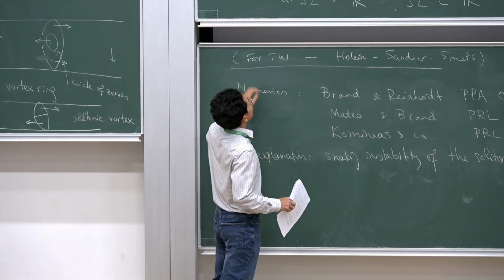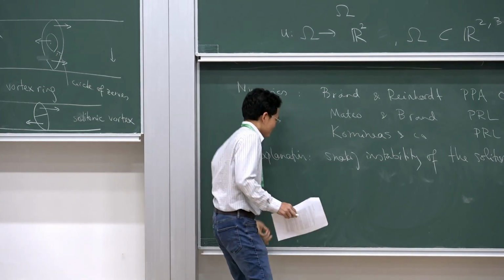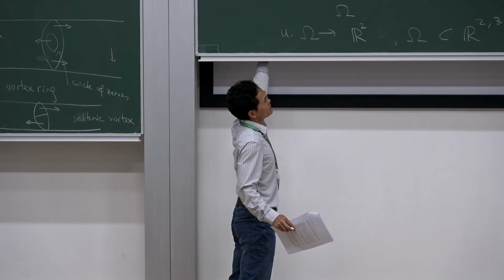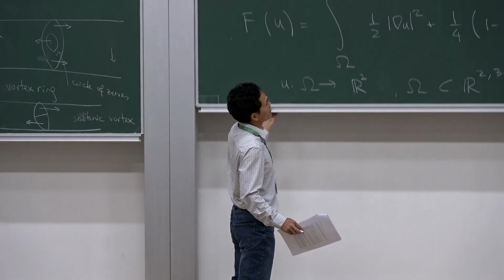So what I will do now is talk about the mathematics of this. How are we going to see all of this using the variational method?